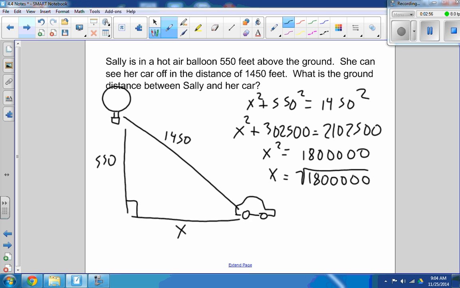Now, 10,000 goes into that, which is 100 squared, and you get 100 square root of 180. And then we get, 36 goes into 180, and you get 600 square root of 5. 36 times 5 is 180. Square root of 36 is 6. So 100 times 6 is 600.